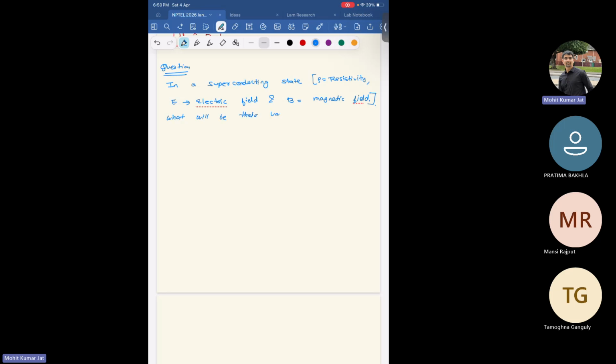Below T less than Tc, the critical temperature. Anyone who wants to tell the answer? This is something I have already discussed, so I would expect the class to answer this one. If not, definitely I would answer, and that will help the discussion go forward, and you guys will learn something from that also. So if anyone knows what will be the answer for rho, the electric field and the magnetic field in a superconducting state, please put your answer in the chat. That helps keep the session engaged.